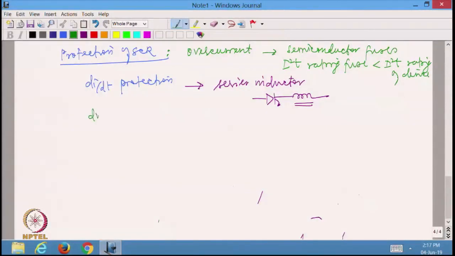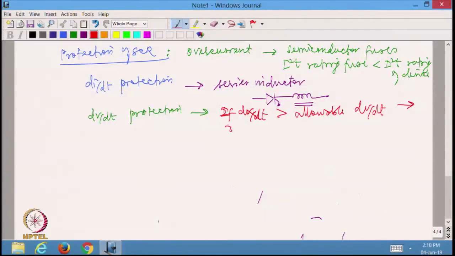The third one is dV by dt protection. If dV by dt is greater than whatever is the allowable dV by dt of the device, then the device can turn on. So, the turn on can happen even due to this.